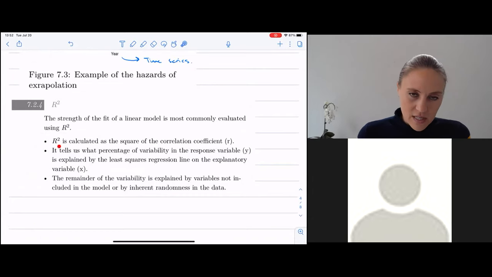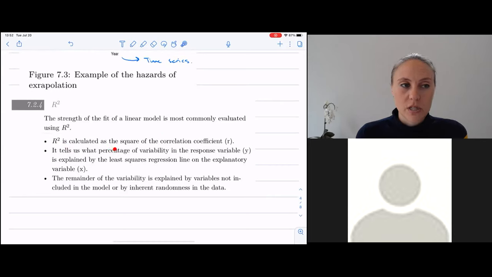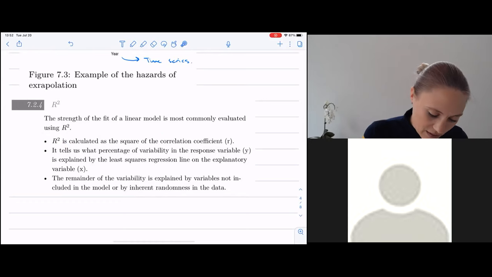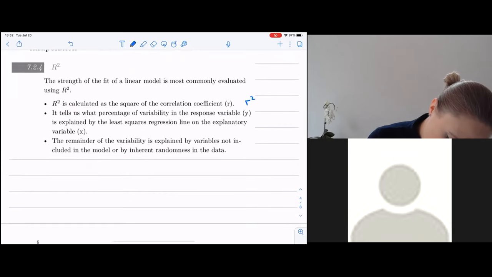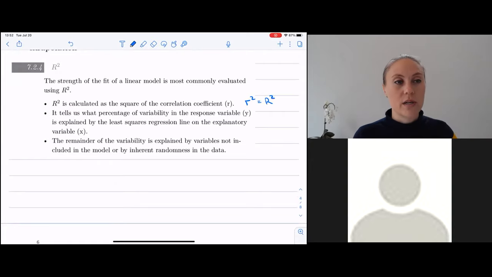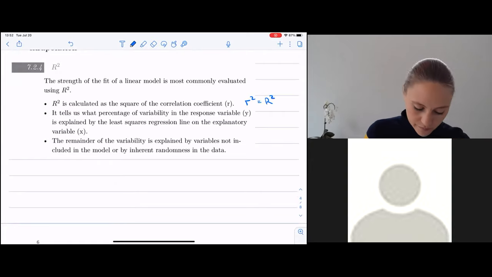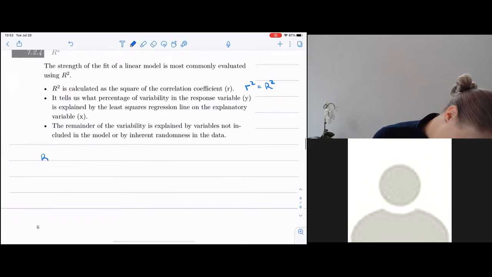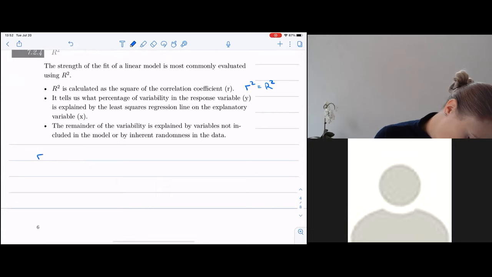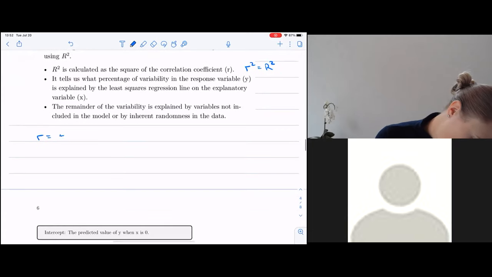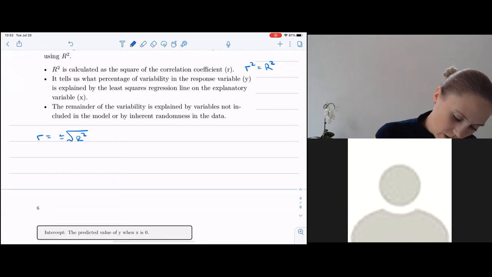Now, R squared is exactly what it sounds like. R squared is the square of the correlation coefficient, which is just R. And for that reason, R is the plus or minus square root of R squared.